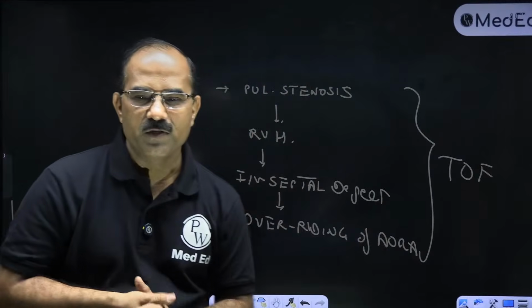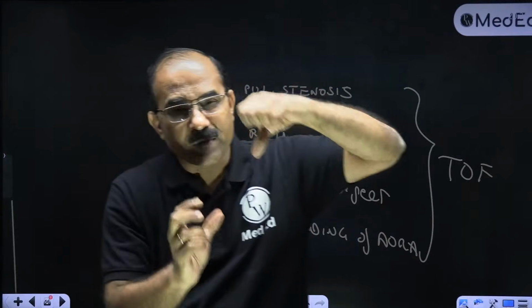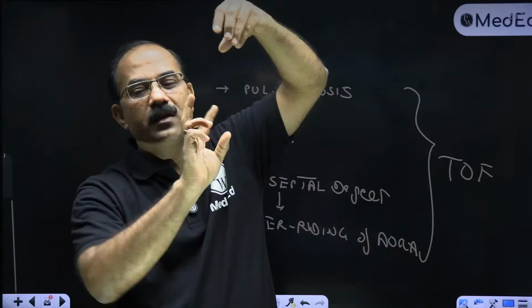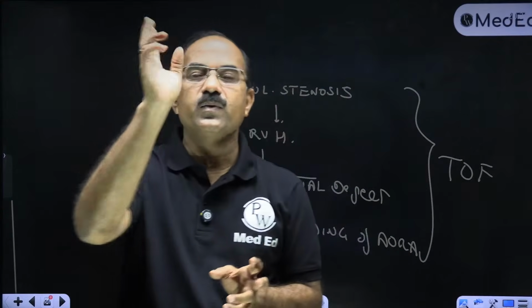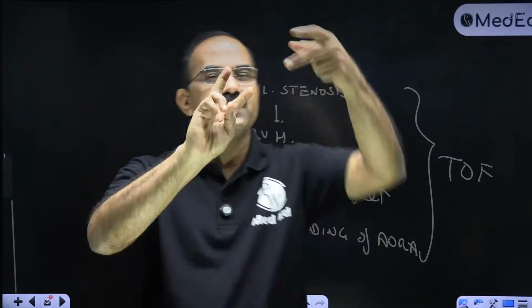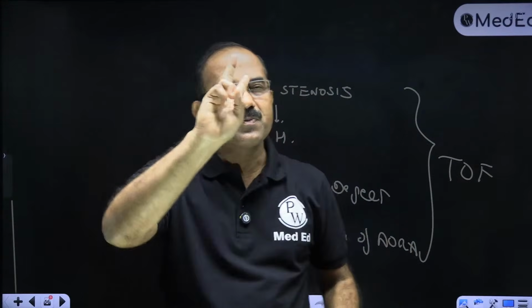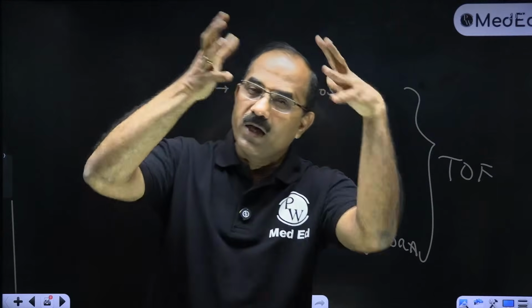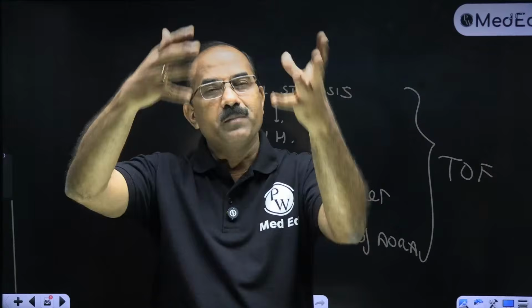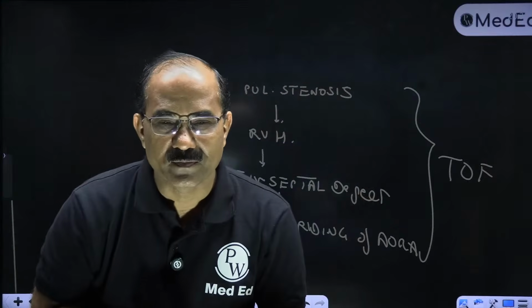Pulmonary stenosis. Now this septum, this septum spirals. It is also known as a spiral septum, and it spirals in such a way that the aorta opens into the left ventricle and the pulmonary trunk opens into the right ventricle.